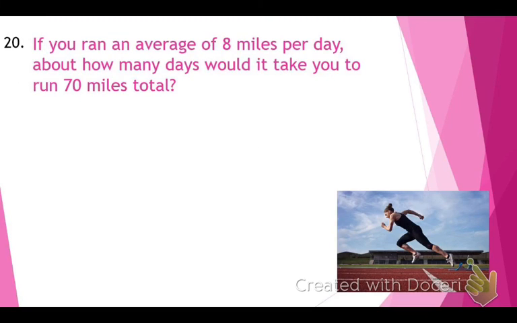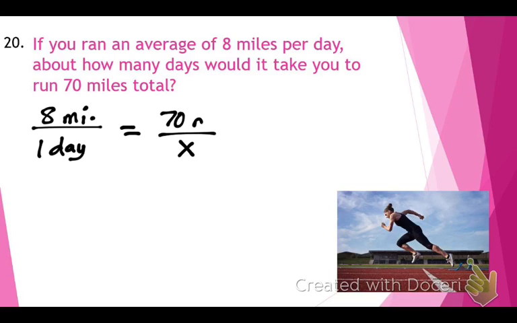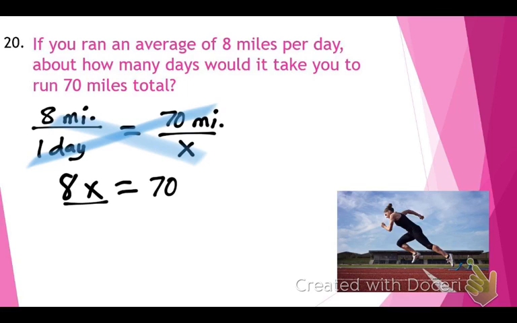All right, final question for today. If you ran an average of 8 miles per day, so doing it the same way that I did it before, 8 miles in 1 day, it asks how many days, so we're trying to figure out how many days, would it be for 70 miles total? Once again, we could work it out like we just did. 8 times x equals, multiply 70 times 1, which is 70. Now you're dividing by 8 on both sides. When you do that, what do you get?